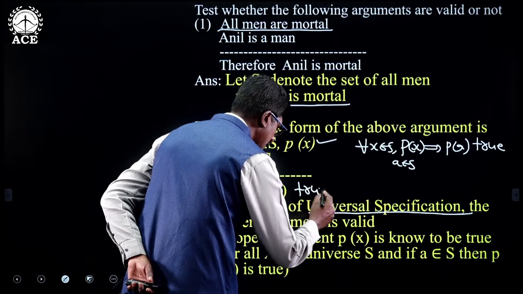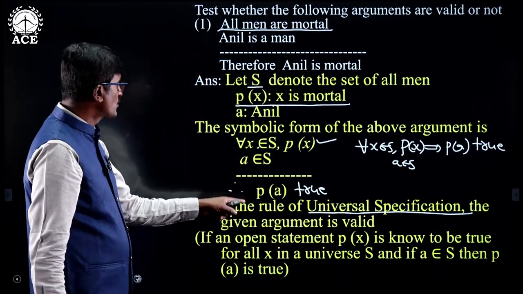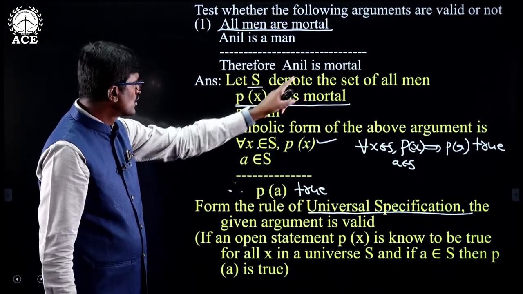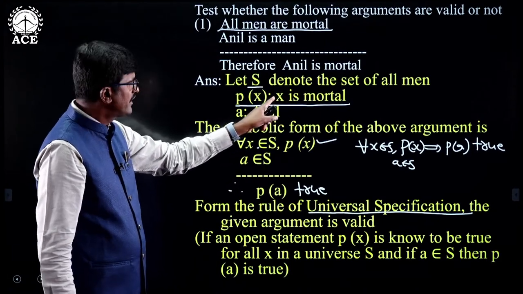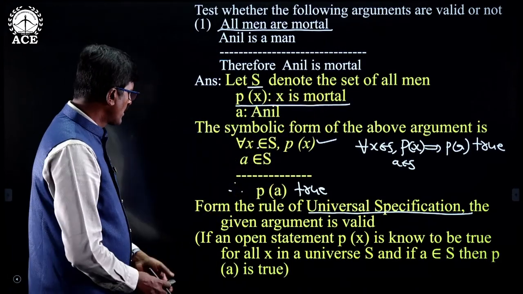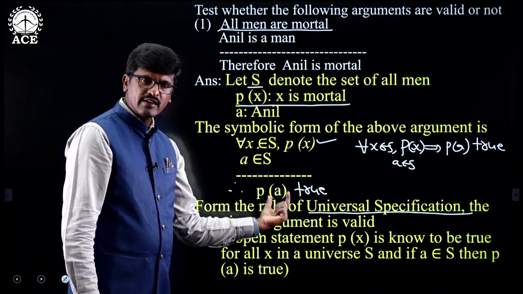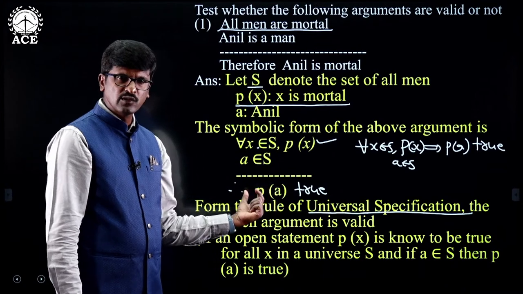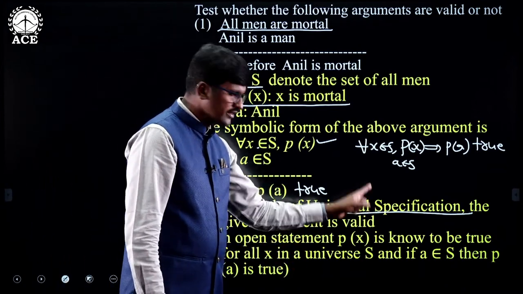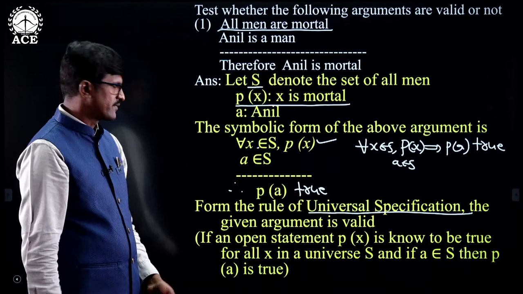So what is P of A here? P of A is the conclusion. What is the conclusion? Anil is mortal. If you substitute x equal to Anil, Anil is mortal. So from these premises, you will be able to derive the conclusion with the help of the rule of universal specification.